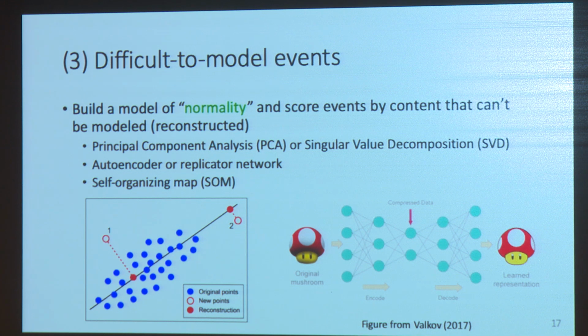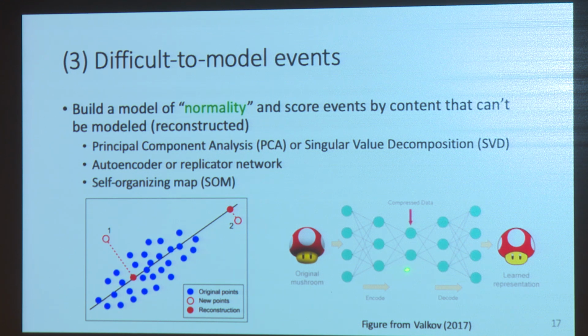Another common way to do this is with deep learning, or in this case, specifically an autoencoder or replicator network. So you take all of your data. It's a mushroom. Don't ask me why. You take your data, you flow it into a neural network, into this compressed representation, which you can kind of think of like compressing two-dimensional data into one. You're going 4 dimensions to 2. Then you try to reconstruct it.